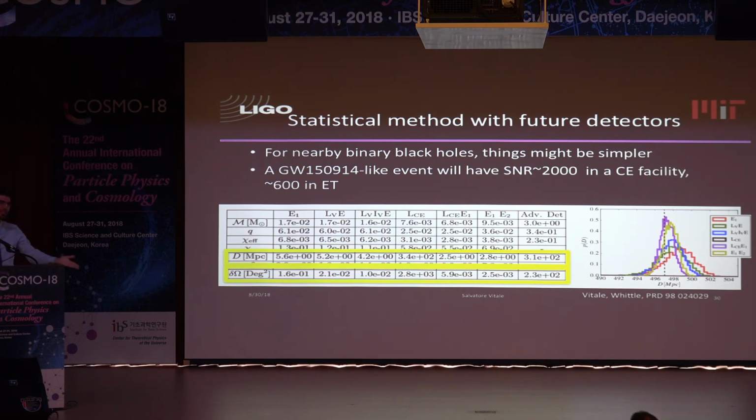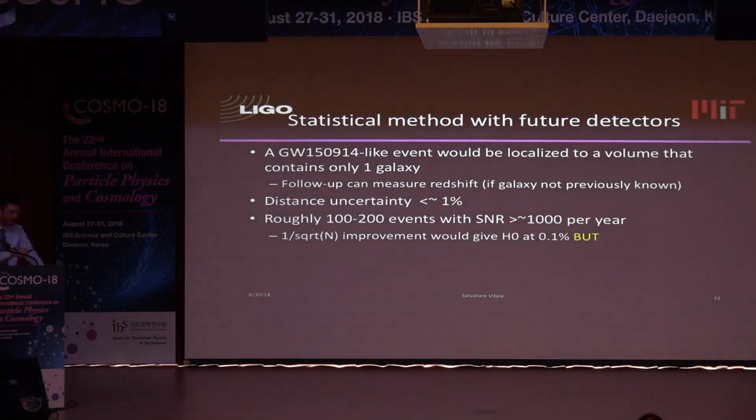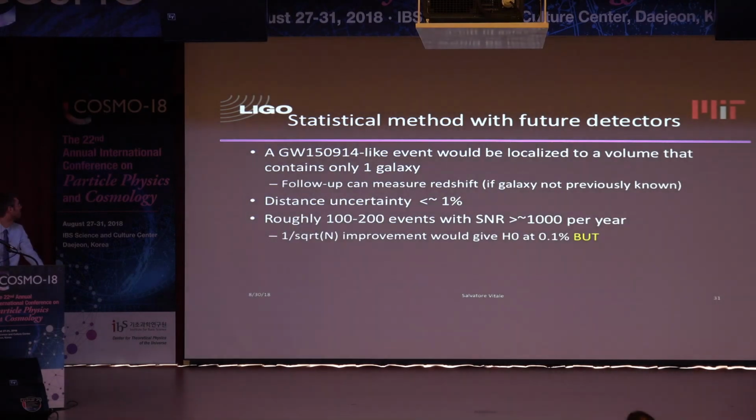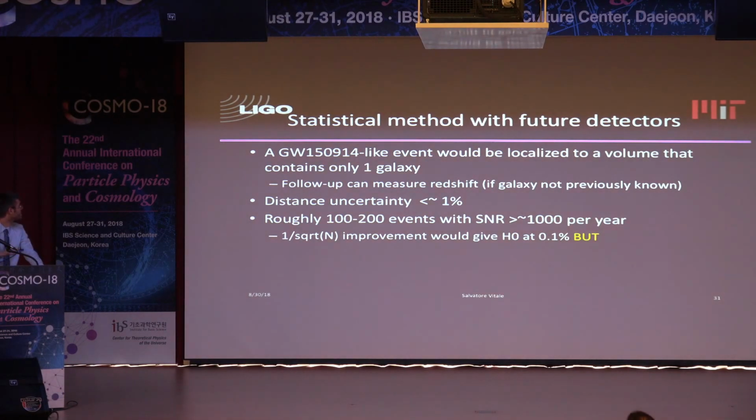So at that point, the statistical method collapses into a kind of delta measurement where you know the redshift from the one galaxy. Assuming that you have the host, you are limited by how well you can measure the luminosity distance for this kind of very loud event. And if you look at this table, or you believe me, it's 1%. So with these future detectors, for nearby events, a single binary black hole will give you an uncertainty on H0 on the order of 1%.